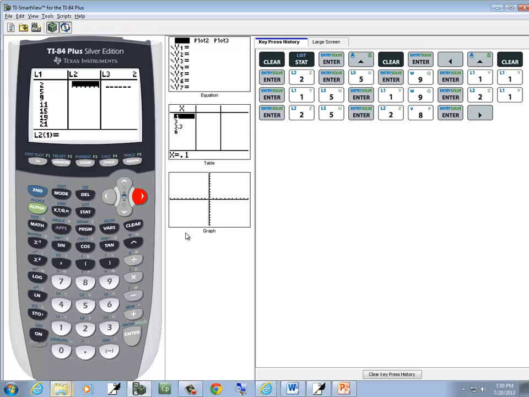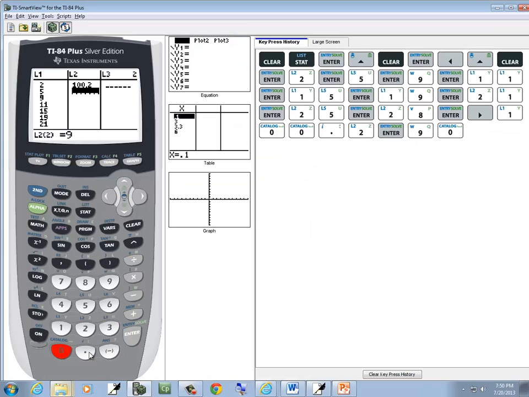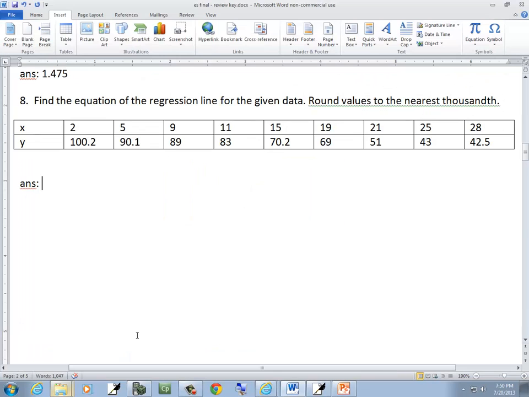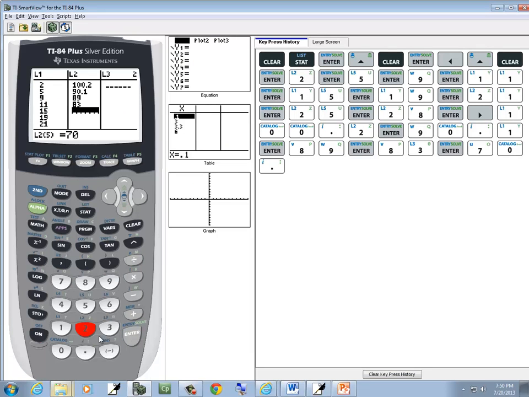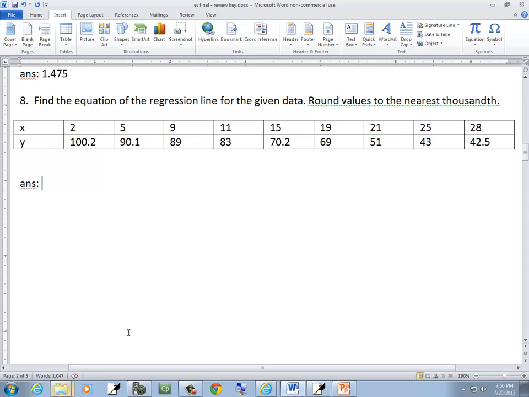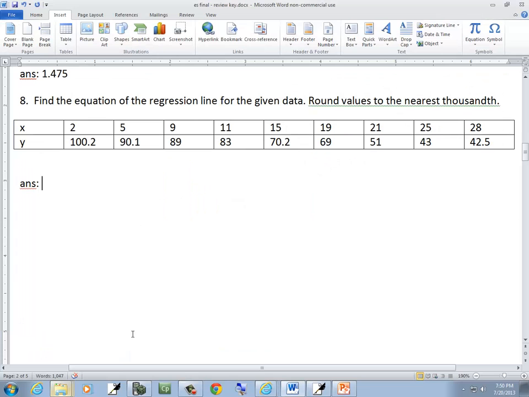And I'll go over to L2, right arrow over to L2, and we'll put in other values. 100.2, 90.1, 89 and 83, so 89, 83, 70.2, 69 and 51, 69, 51, 43, and 42.5.